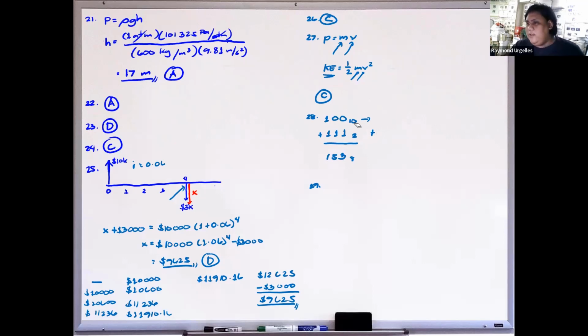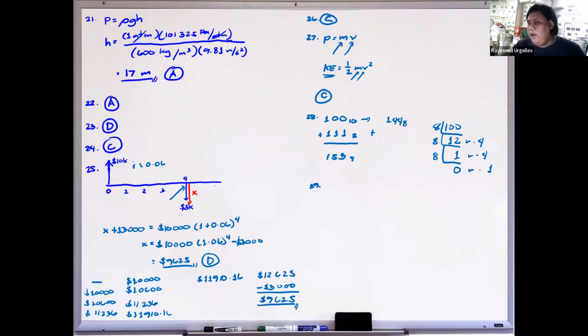So again, 100 to octal. We divide by 8. 100 divided by 8 is 12, with 96, remainder 4. Then we divide 12 by 8 and get 1 remainder 4. Then we divide 1 by 8 and get 0 remainder 1. So this is 144 base 8.